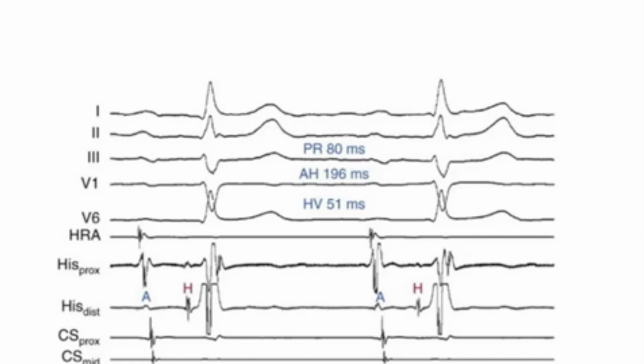Before I get to that answer, the PR has three components, which is how we decide first degree or second degree. First, the time from the sinus node to reach the AV node, that's the P time. Then the time from leaving the AV node to the His-Purkinje system, that's the AH time that you see here on the His. Then the time from the His to the QRS, on the surface EKG, that's what we call the HV time. These three components make up your PR.